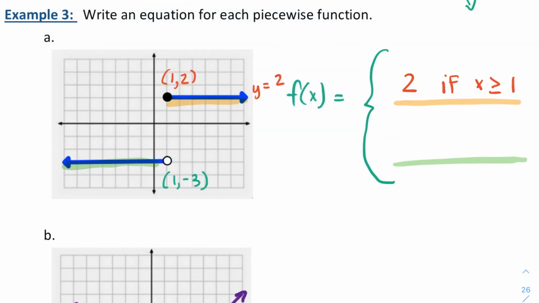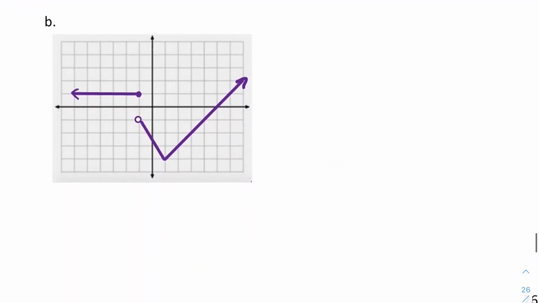My green piece is a horizontal line y equals -3, and it ends at the point where x is equal to 1 and continues to the left where all my x values are less than 1. Be careful with your inequalities if you have an open versus a closed circle.